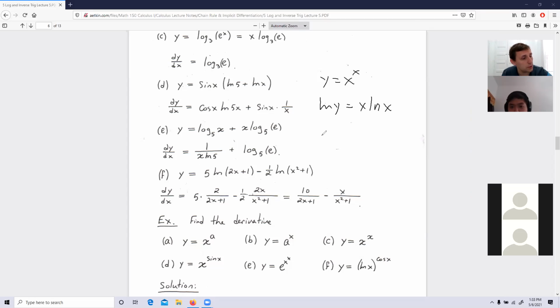So the result is we have 1 over y times y prime is ln x plus 1. So y prime is simply x to the power of x times (ln x plus 1) as a result of multiplying by y, right? So I'm interested in only the derivative of this function.